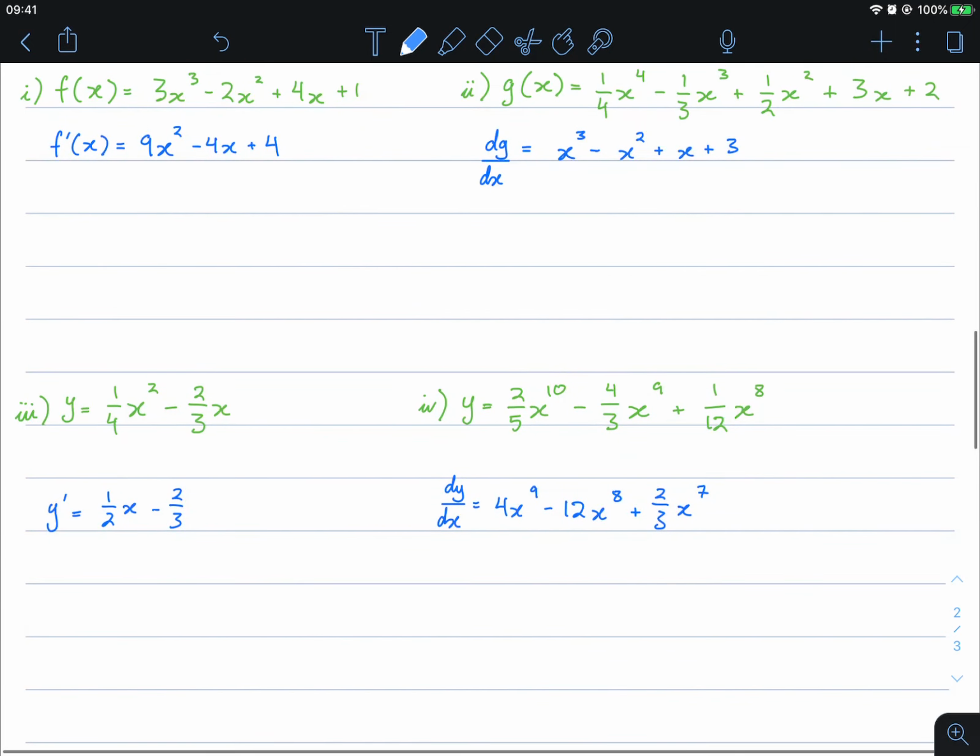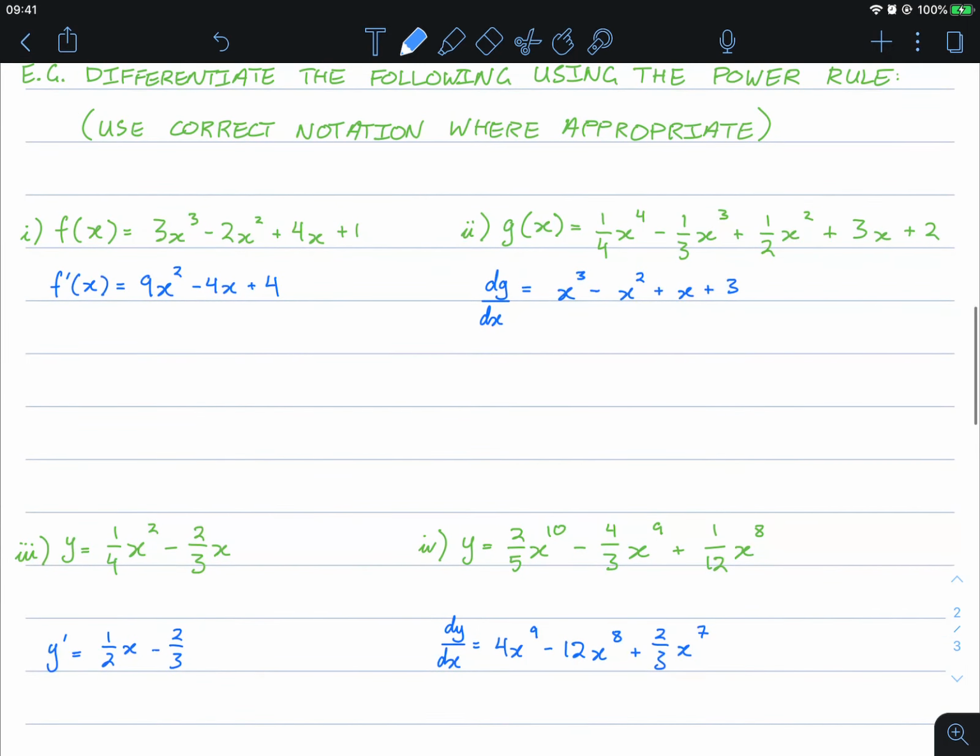So I hope that's another good insight for you on the notation of the derivatives, as well as a few more examples for you to work with on applying the power rule.